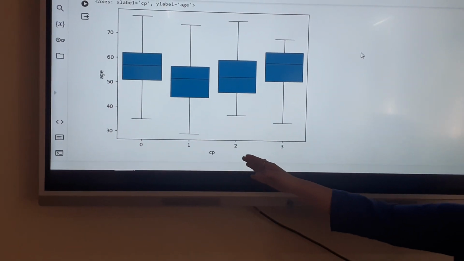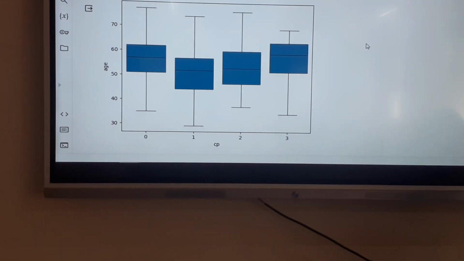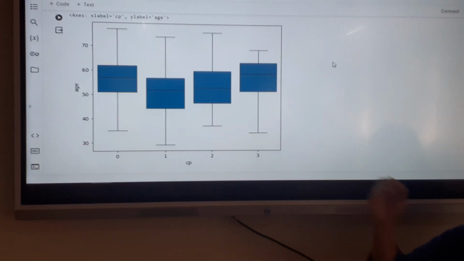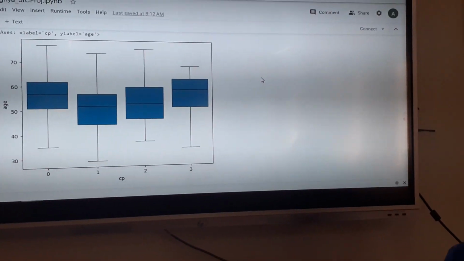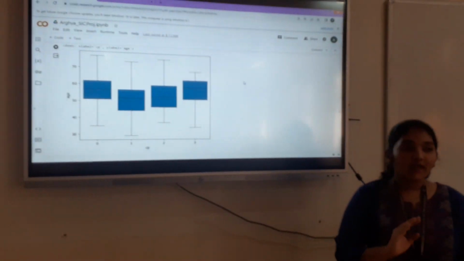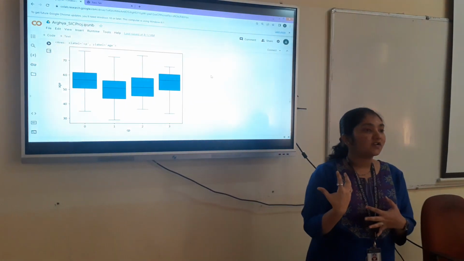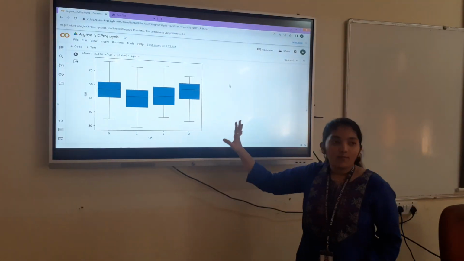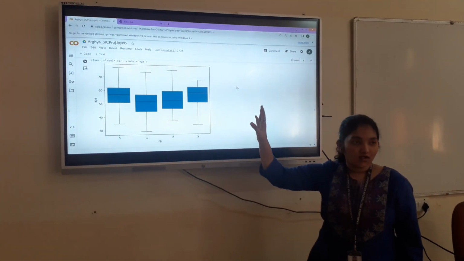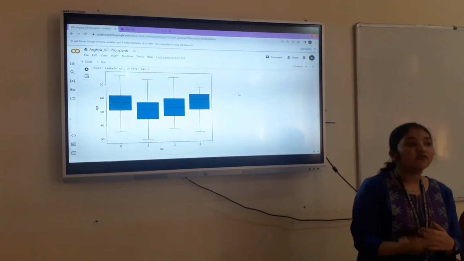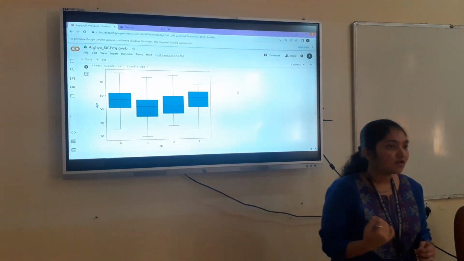1 means the chest pain is because of insufficient supply of blood to the heart, and 2 indicates that the chest pain doesn't have any typical characteristics as such, and 3 indicates that the chest pain is present but it is not because of the decreased blood supply to the heart. So this is what we have plotted: with respect to age, what kind of chest pain they have, what category it falls into.